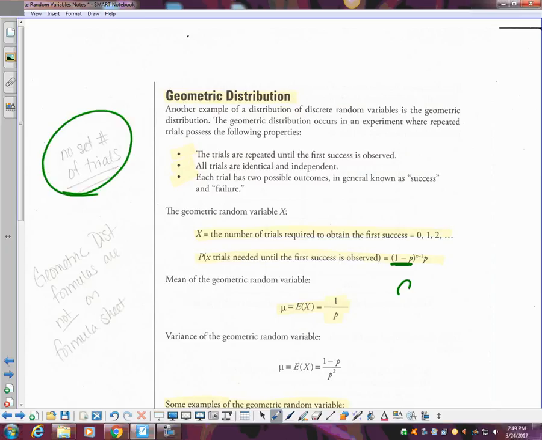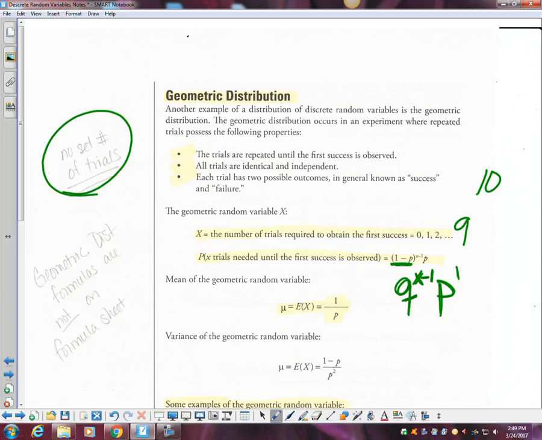Think about it like this. I want to fail X minus 1 times, and then I'm going to succeed, and then I'm done. So I want the probability that I'm going to get my first basket on my 10th shot. That means I want to fail 9 times, and then I'm just going to succeed once. So then I just have to figure out what the probability of me making one is, and then you'll know the probability of a failure.